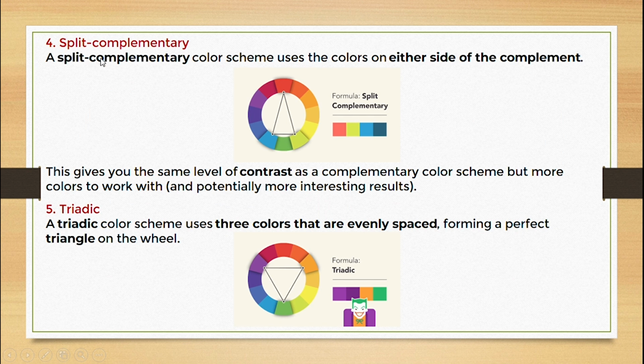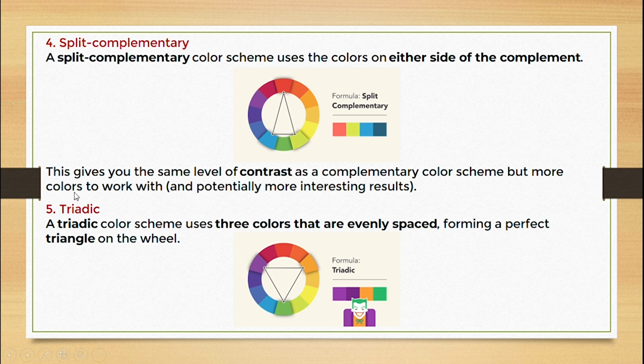Number 4, we have split complementary color scheme. A split complementary color scheme uses the colors on either side of the complementary. So it means that it's also a complementary, but when I pick my red, I use the other two sides of the complementary. So from here to here, is this. If I'm picking orange as an example now, pick orange, pick a darker blue, and pick a neutral blue. So it is very, very simple, split complementary.